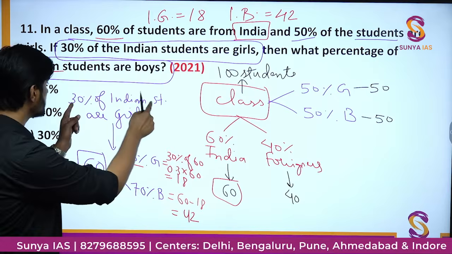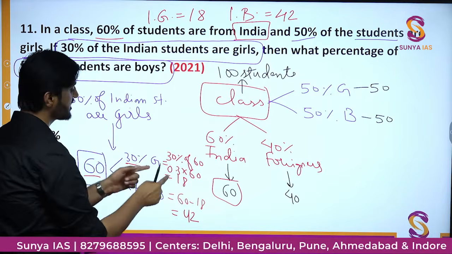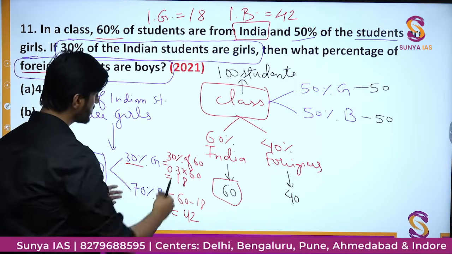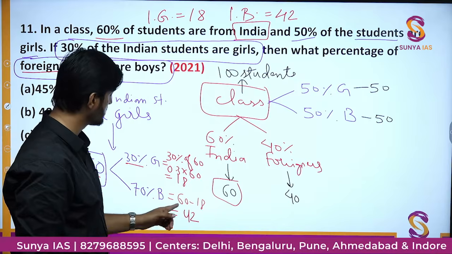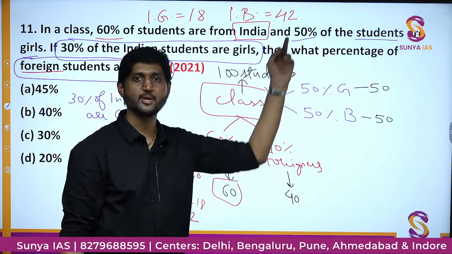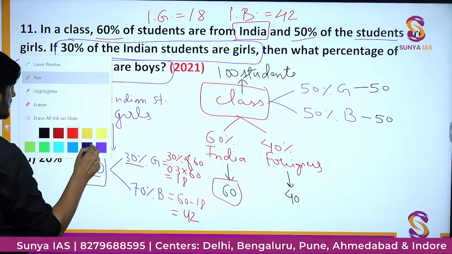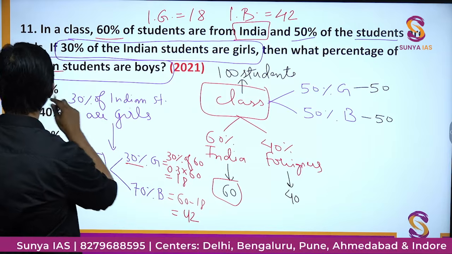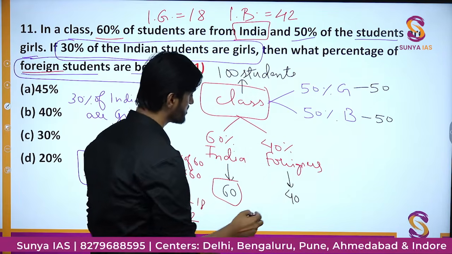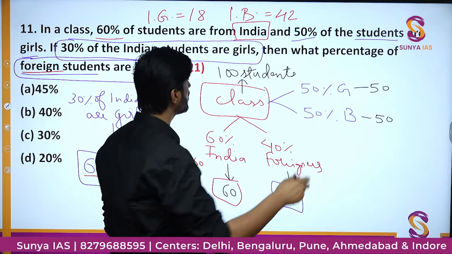So if 30% of Indian students are girls. So out of the 60 which are Indian, 30% are girls, that is 18 are girls. IG is equal to 18. So the remaining would be how much? Boys. So 60 minus 18, that is 42, would be boys. I am calling them IB, Indian boys. Now what we have to find out is that what is the percentage of foreign students are boys. So what are the total number of foreign students? They are 40. What about foreign boys? Let's call them FB.